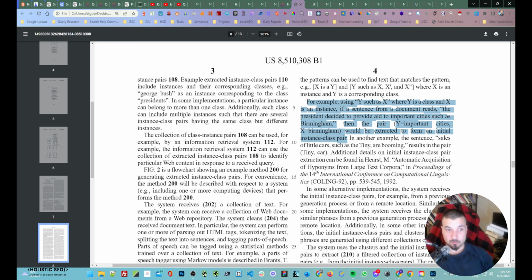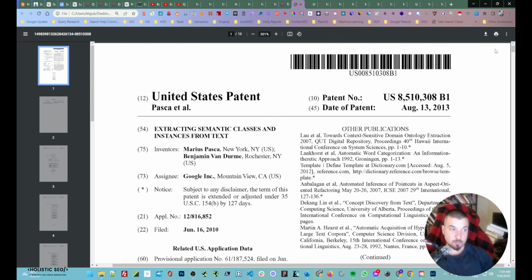If you tell "Y such as X", let's say this is a phrase template from the web, it means that actually Y is the class, X is the instance. If a sentence from a document reads, "the president decided to provide aid to important cities such as Birmingham," it means that important cities is a set or class, Birmingham is an instance for that. So in this case, actually, you will be creating your topical map, and search engine already actually suggests products based on these type of phrase templates, extracting semantic classes and instances from text.